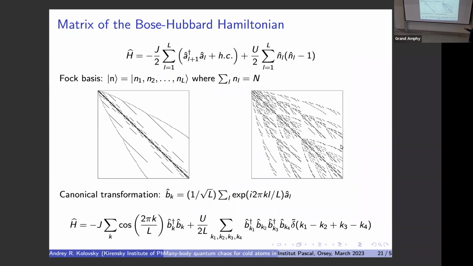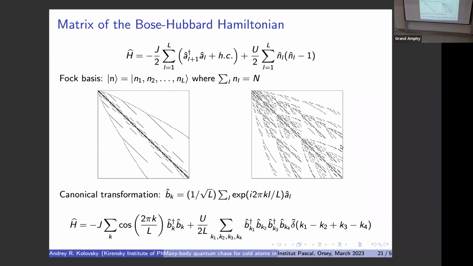Of course, the dimension of this Hilbert space grows exponentially both with N and L. But for, let's say, something like 8 particles in 8 wells, you can easily calculate it on this laptop. Then you calculate the matrix of this Hamiltonian. It looks like this, so it is very sparse. Of course, it depends on the ordering of the Fock states, but this is the natural ordering. You can also change bases, for example, use this canonical transformation. Then the Bose-Hubbard Hamiltonian will look completely different, but it is the same Hamiltonian. It's also sparse, even more sparse than this one. I don't know the reason.